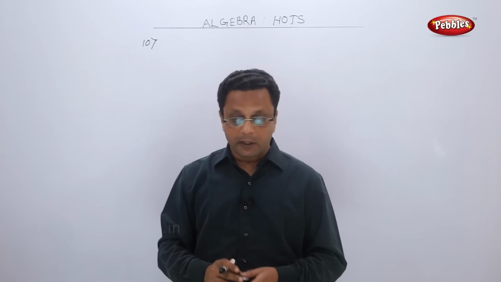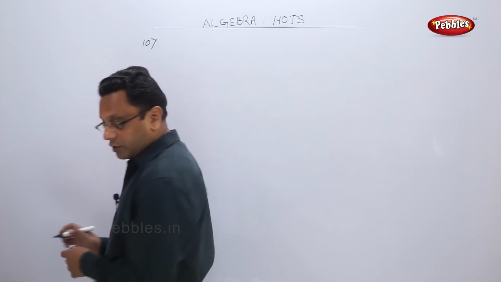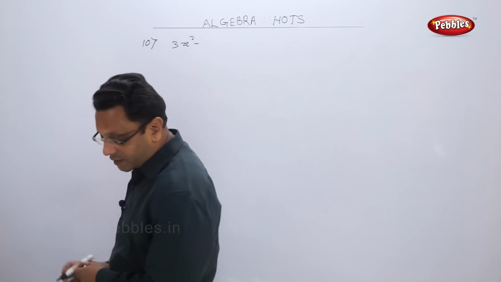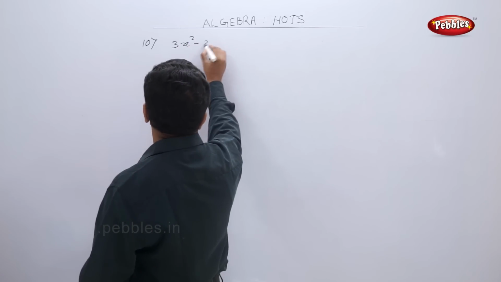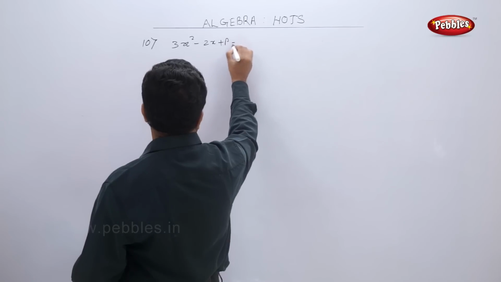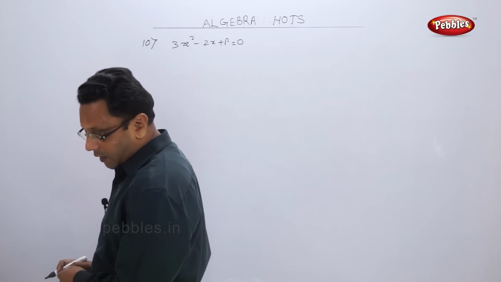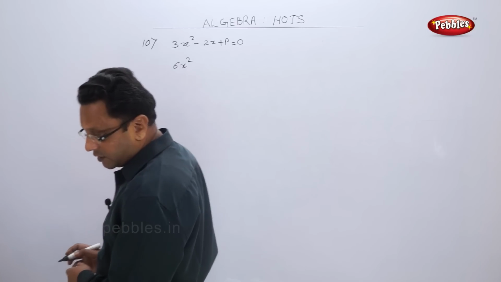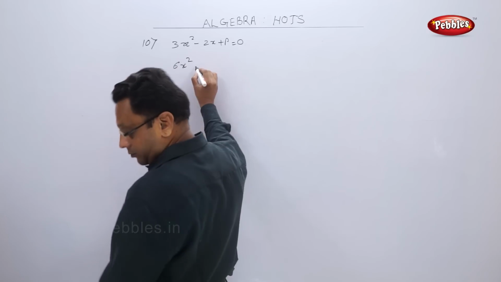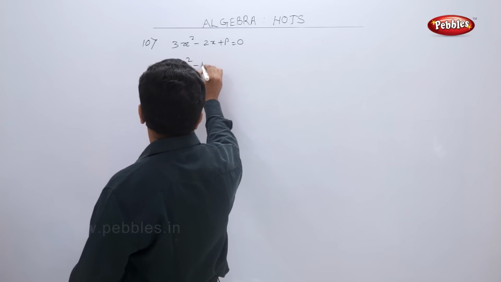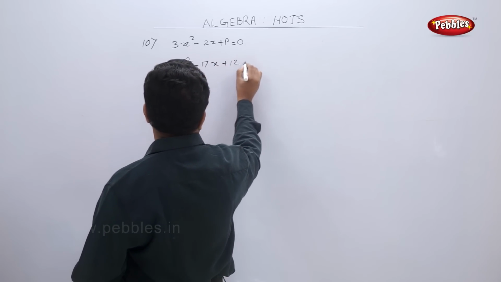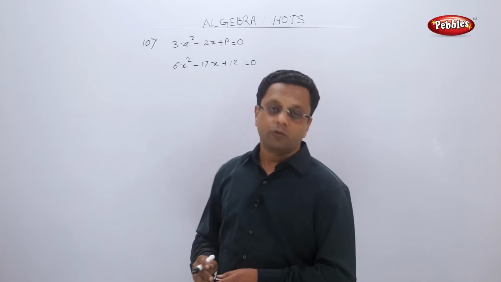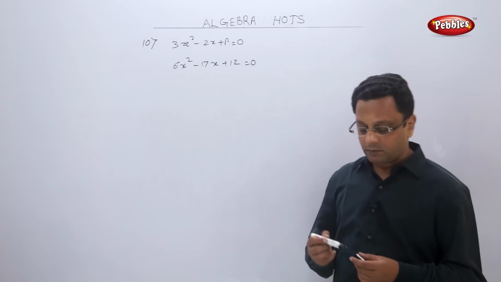Find the value of p if the equations 3x square minus 2x plus p equal to 0 and 6x square minus 17x plus 12 equal to 0 have a common root. We have to find a value of p.